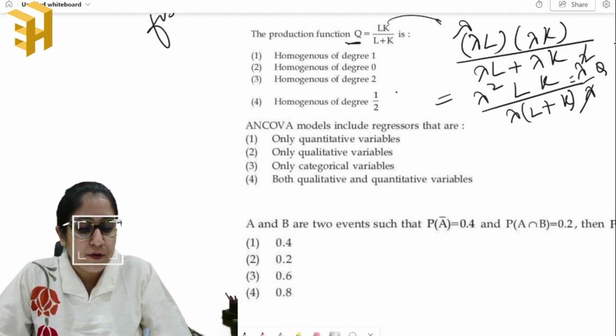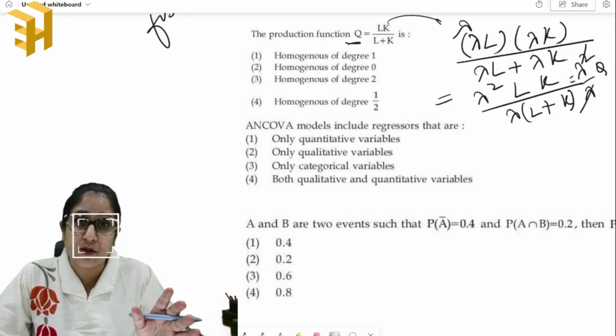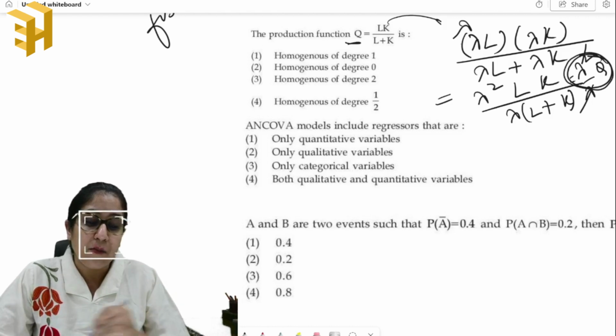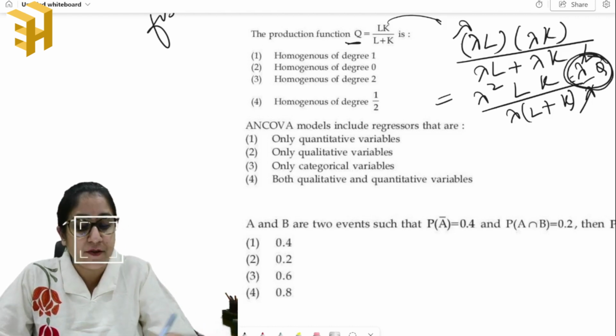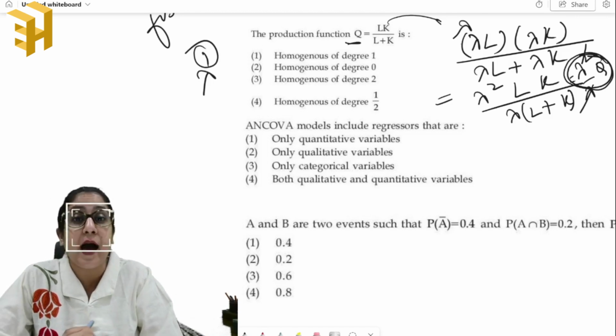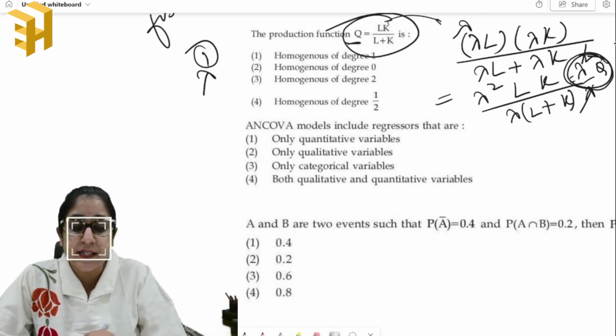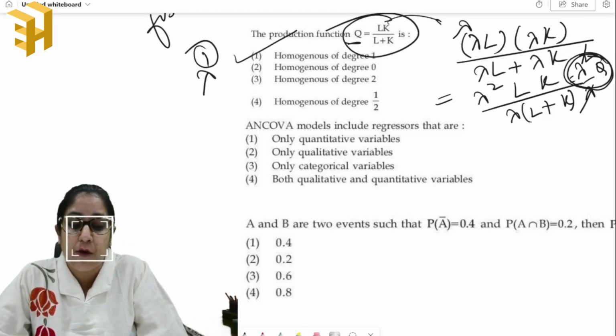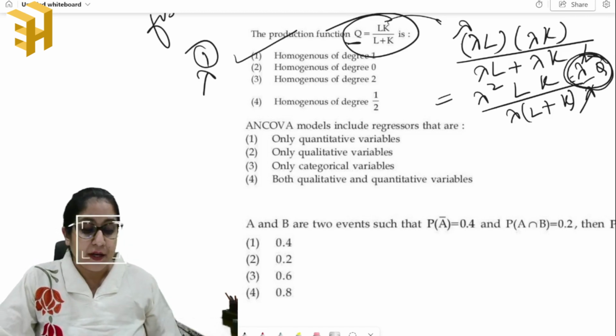So when we multiply both the factors of production with lambda, we get lambda times the production function, lambda raised to power 1 basically. So this one states that this function is homogeneous of degree 1. So the correct answer is option 1. Next question.